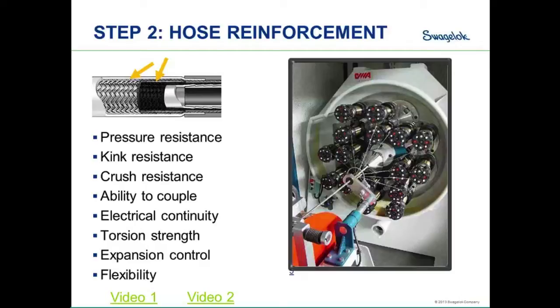So as you can see from the picture, that's what a hose braiding would look like. The core tube's coming through. You have, in this case, stainless steel. You have the different carriers or different bobbins, and they move in and out of each other. So what I'd like to do is share with you a video on what this looks like.